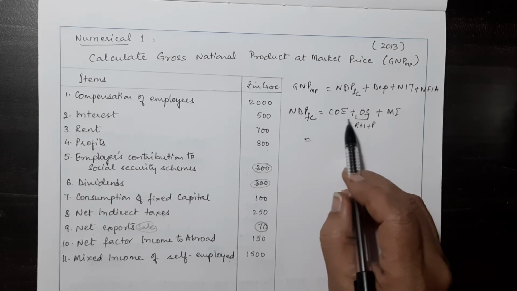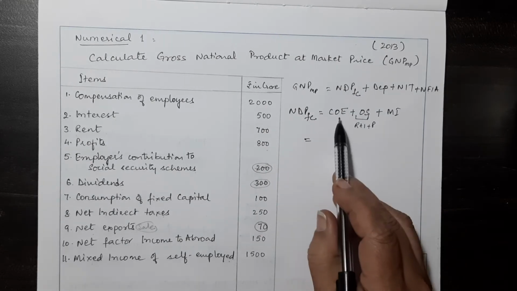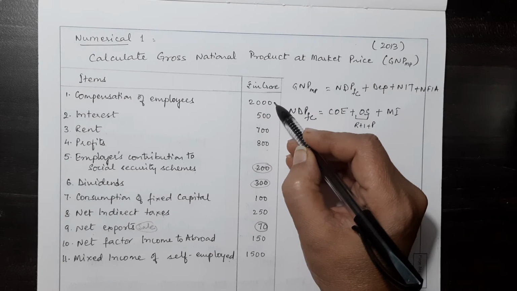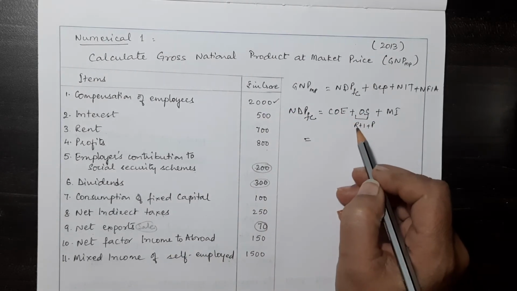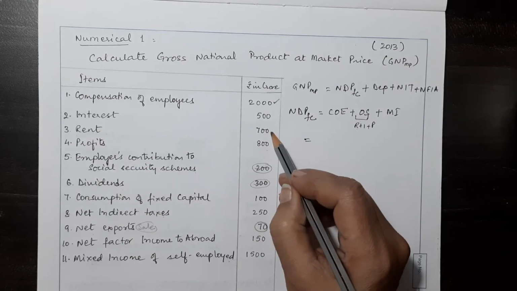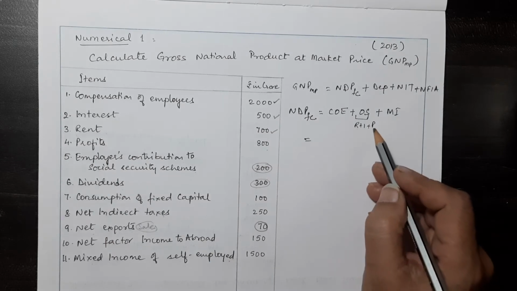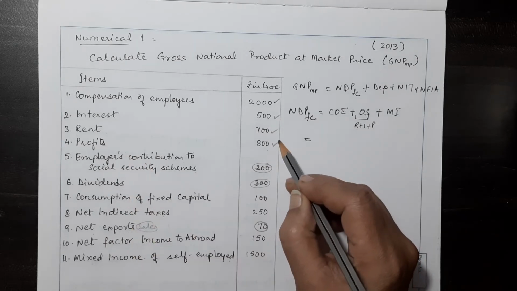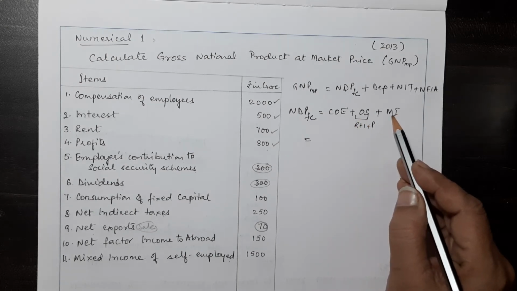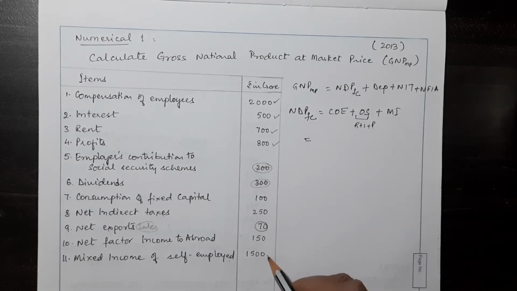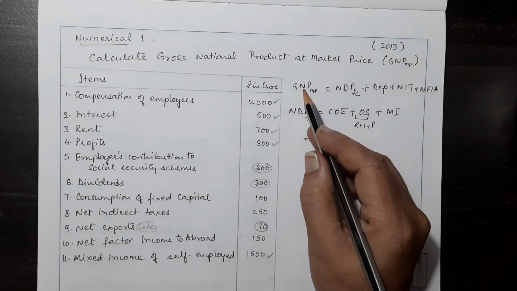I'm just simplifying it. Compensation of employees is given to us over here, we'll use a pencil, 2000 rupees. Then rent is given to us over here, 700. Interest is given as 500. Then profit is given as 800. Then we are given the mixed income. Are we given the mixed income? Yes, 1500. And then depreciation to arrive at the GNP MP.